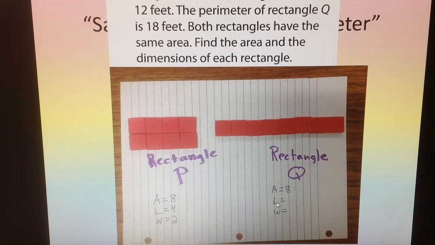But what's the length? Count across the top. What's the width? Count down. Length is 9, width is 1.